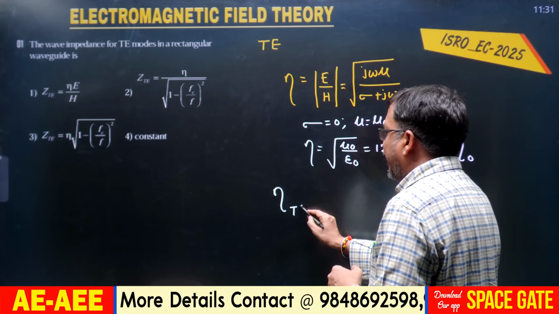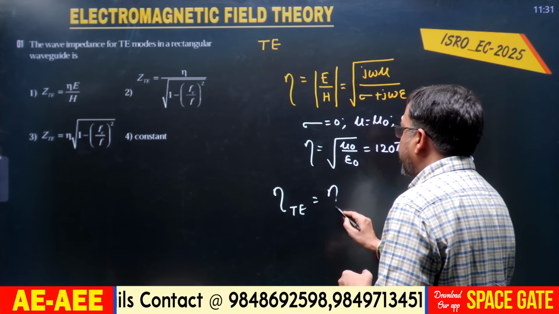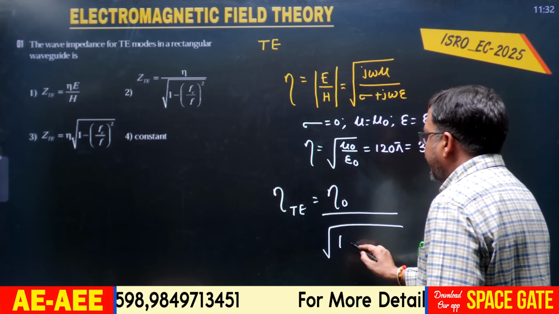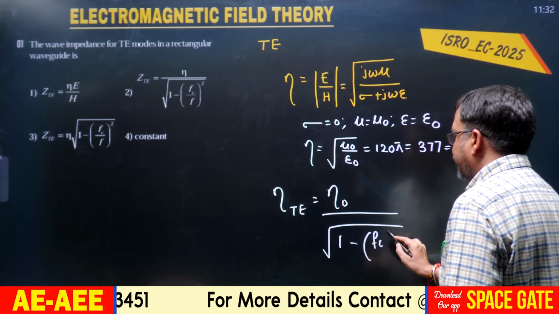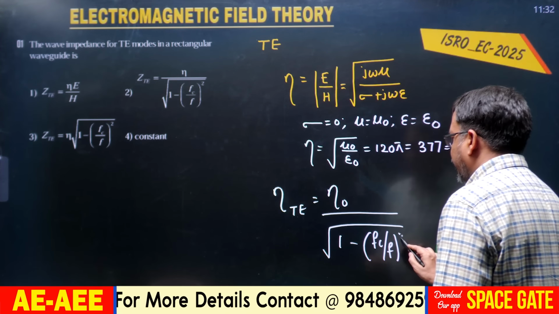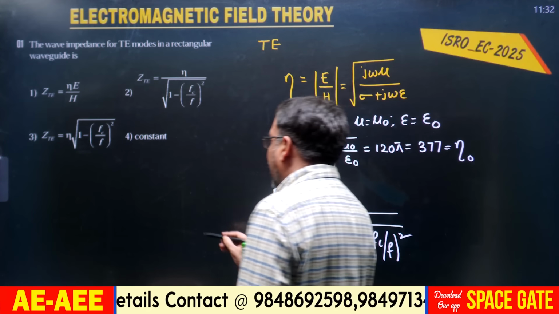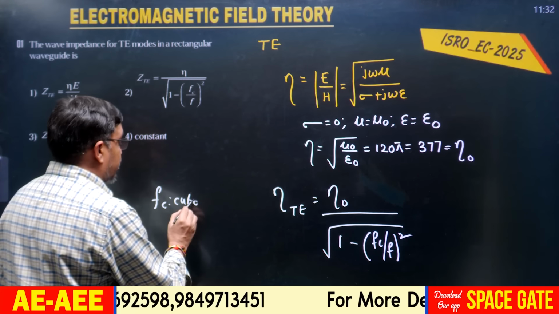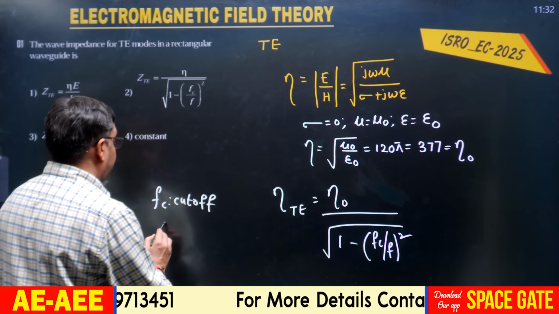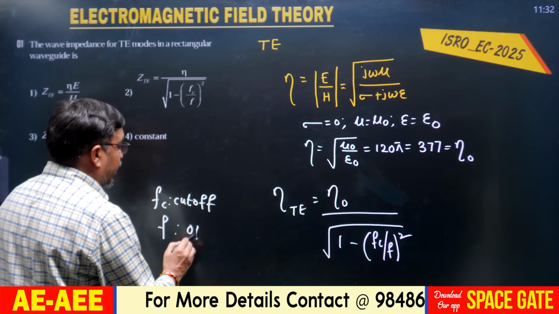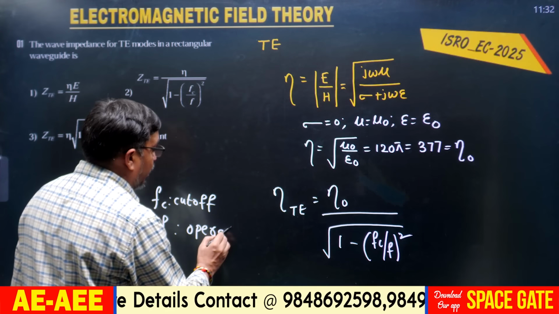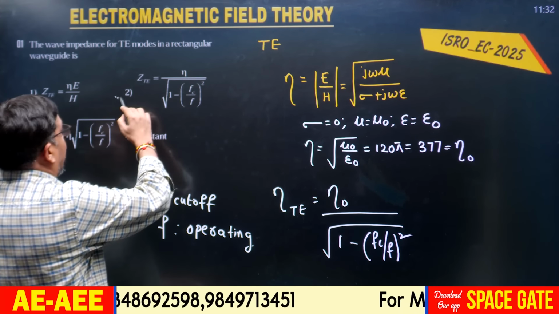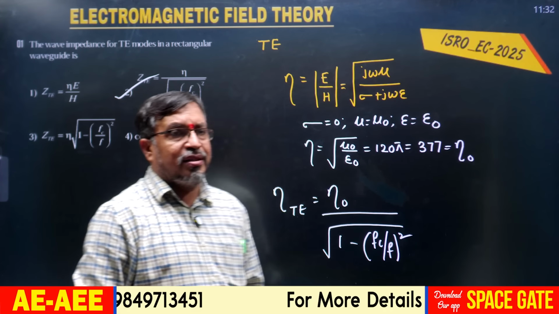from the boundary condition, eta TE equals eta naught by under root of 1 minus (Fc by F) whole square. Here Fc is the cutoff frequency, and F is the operating frequency. Therefore, your correct answer is option 2.